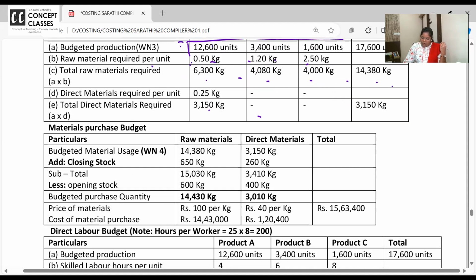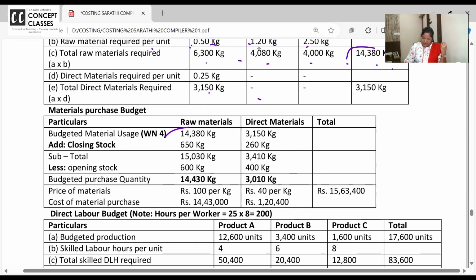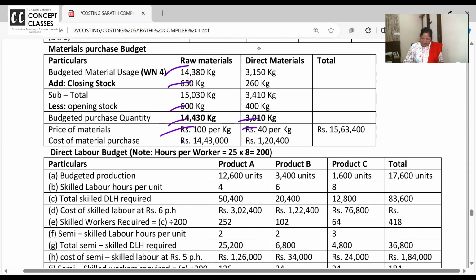Acha, 1 kg is how much you are requiring? 14,380 kg. But you have closing stock, add opening, so this is what you have to purchase. And purchase price is given 140. In the flow you will get it correct.